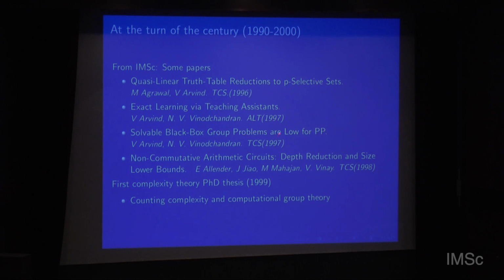So in the very first decade, there was work being done on that place. There is this paper here about depth reduction in non-commutative arithmetic circuits. Arithmetic circuits came from Valiant's program. Let us look at counting, not just decision, but counting. So there is something interesting happening there, and we were trying to explore what more could be done there. As I mentioned, there was a complexity theory thesis also that came out there. It was about counting complexity. It was about computational groups.